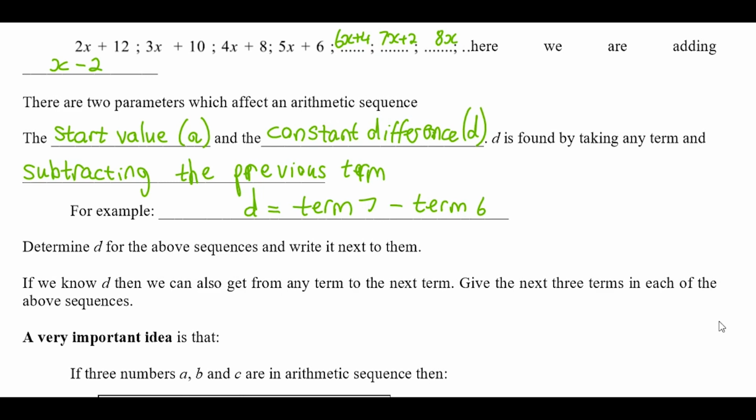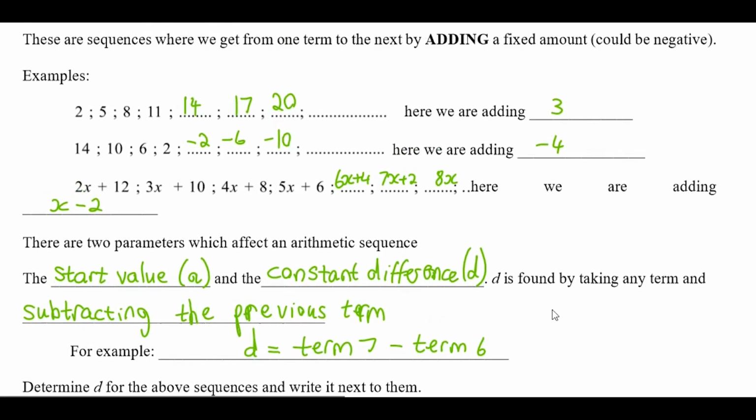What we're going to do now is we're just going to work out D for each of these sequences here, right? So in this one, we could take any term and minus the term before it. So for example, 20 minus 17 or 8 minus 5. In this one, D is 3. In this one, we take any term and we minus the term before it. So 2 minus 6, D is minus 4. Notice that minus 10 minus 6 would be minus 10 plus 6. It would still be minus 4.